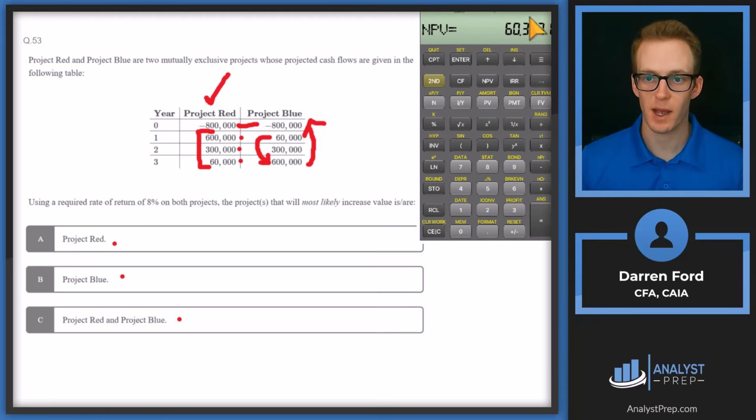And for this one, we can see it is positive. So we have 60.387. And this is a really good demonstration of how the timing of cash flows can have an effect. Just by changing that one big cash flow from year 1 to year 3 makes a huge difference in the net present value of that project. And working through all that, we go with answer A, Project Red.